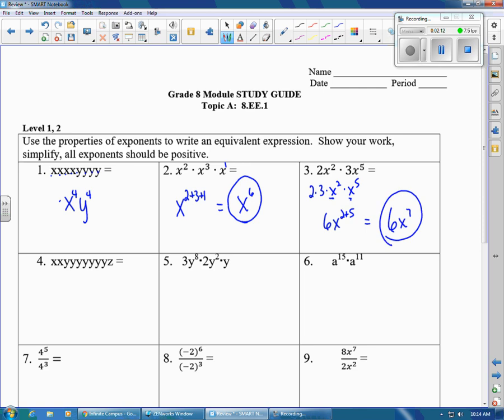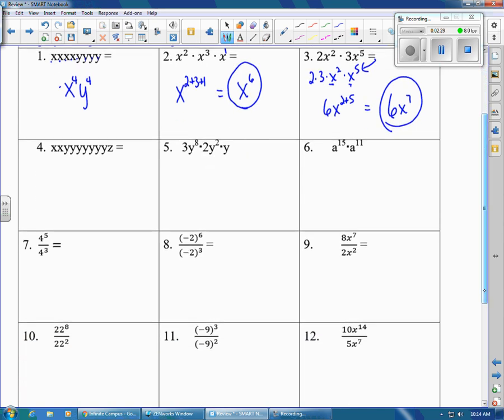Do you have to rewrite it? Do you have to take this step? No. But for a lot of people, that is very helpful to group the like bases together so that they can see exactly what they're doing, and to group their constants together so they can see that they can actually multiply those together. So I'm going to have you do 4, 5, and 6 on your own, and we will check them in class tomorrow.